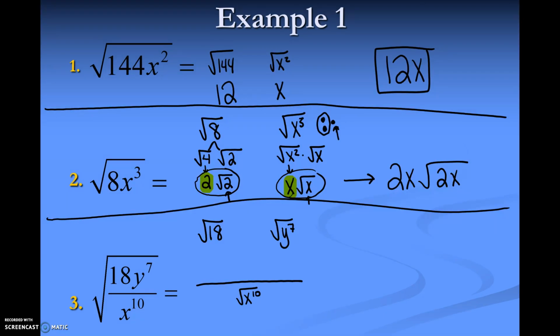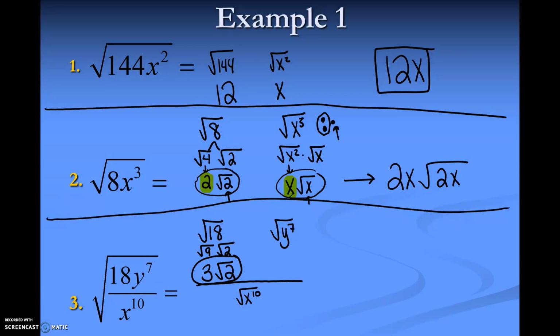Okay, square root of 18. We want to split that into 2 square roots. We want one of them to be a perfect square. What number is smaller than 18 that is a perfect square? 9. 9 times 2. So we have 3 times the square root of 2. That's my number portion from simplifying the square root of 18.